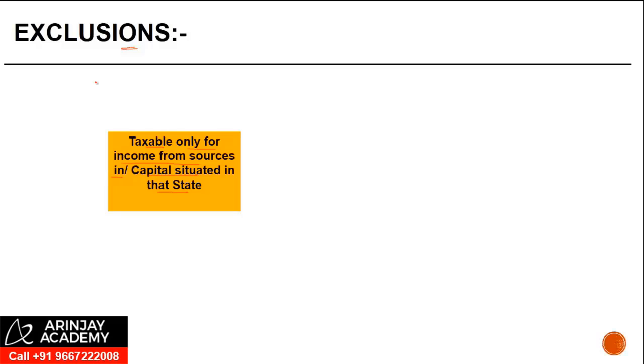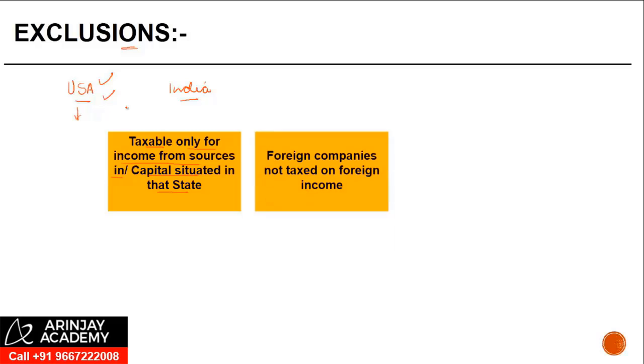So let's say if there is a US person who wants to invest into India, right? He wants to claim the benefit of the India-US treaty, but insofar as the US is concerned, he is taxable only for income from sources which are situated in the US or capital situated in the US. In that case, he is not going to be considered as a resident of the US and therefore will not be entitled to the benefit of the India-USA treaty.